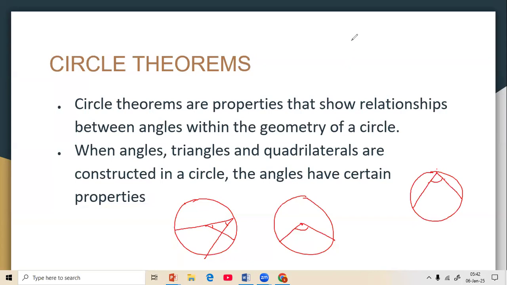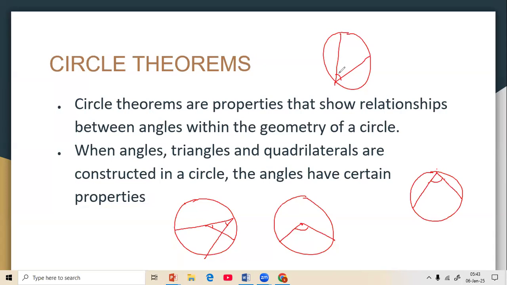So anything you draw within a circle has a property that governs it. Even if you just come and draw something like this, as long as you form an angle, it means that there is a property that we are going to be utilizing to find out which angle is there. We are not going to be using a protractor to measure those angles, but we are going to be using theorems that have been verified already to find out which angle is existing.